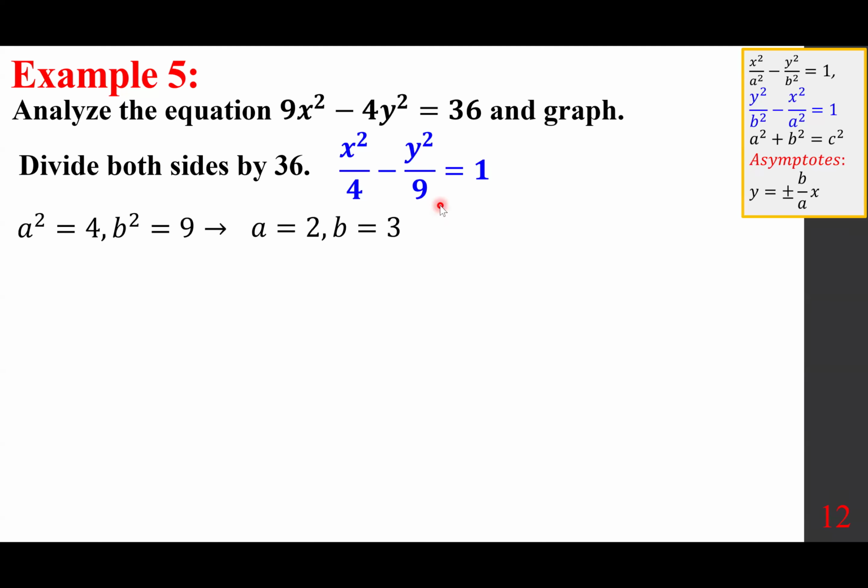So practically we are done because the center is at 0, 0. The vertices, because the coefficient of x squared is positive, are at 2, 0 and negative 2, 0, plus minus 2, 0. y equals plus minus b over a times x is the equation of the asymptotes: plus minus 3 halves x.